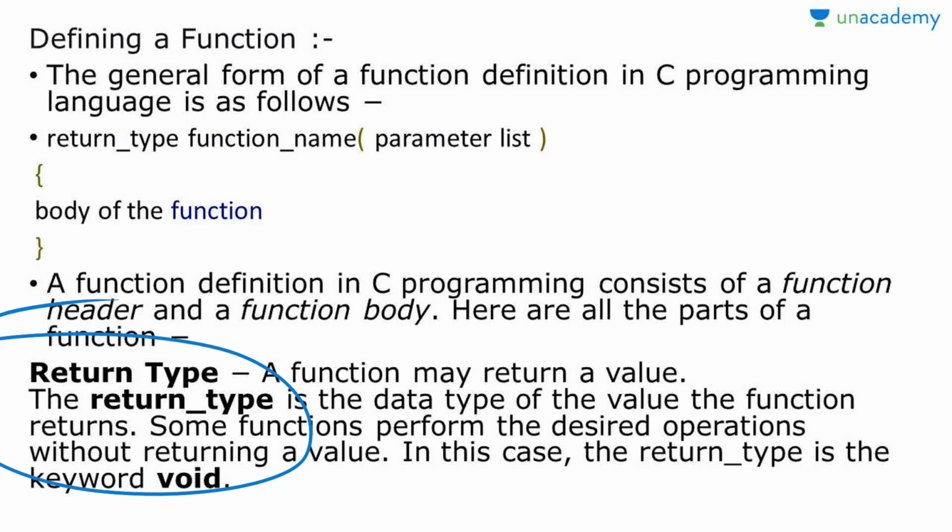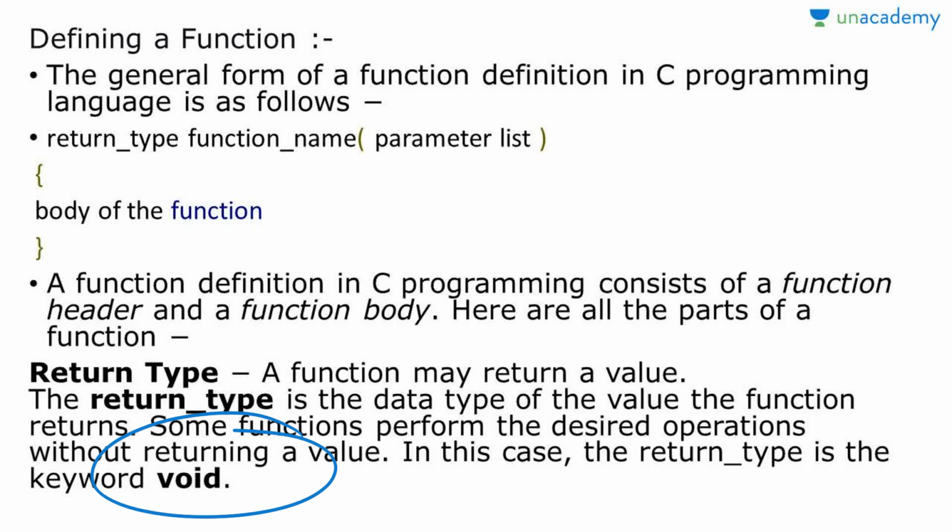So what is a return type? A function may return a value. The return type is a data type, the data type of the value the function returns. Some functions perform the desired operations without returning a value. In that case, it's void. So we have the int main method or void main method as the main method. And when we are creating a function, it can be a void method or it can be any other return type.